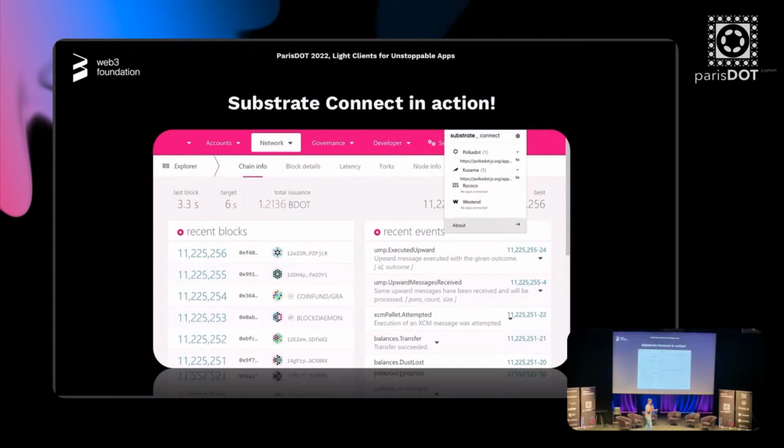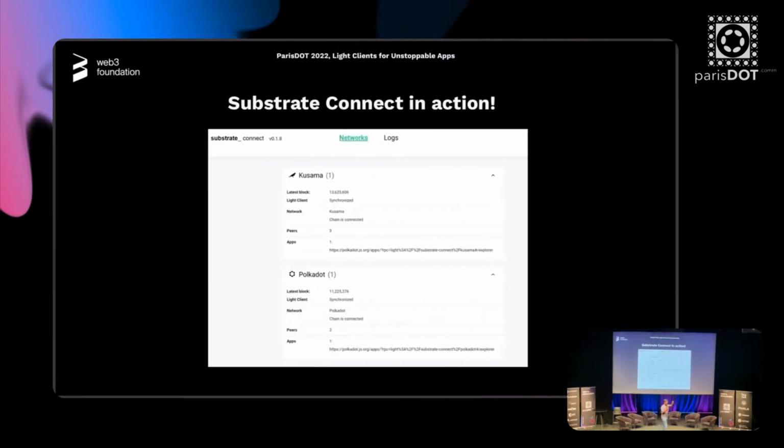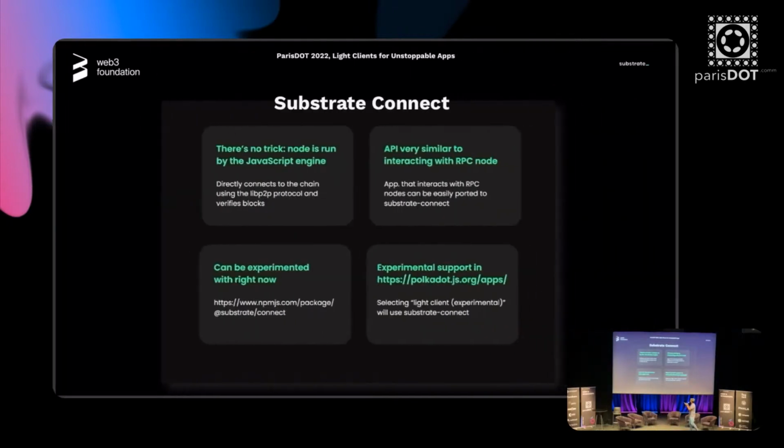So if you want to see Substrate Connect in action, you can actually check the logs as well as how many peers you're connected to, the block number, and so on and so forth. I don't know how I'm doing with time, but we're almost nearing the end of the talk. There's no trick here. The node is an actual node that is running in JavaScript, and we are one of the first to develop such a node that's connecting to a major blockchain.